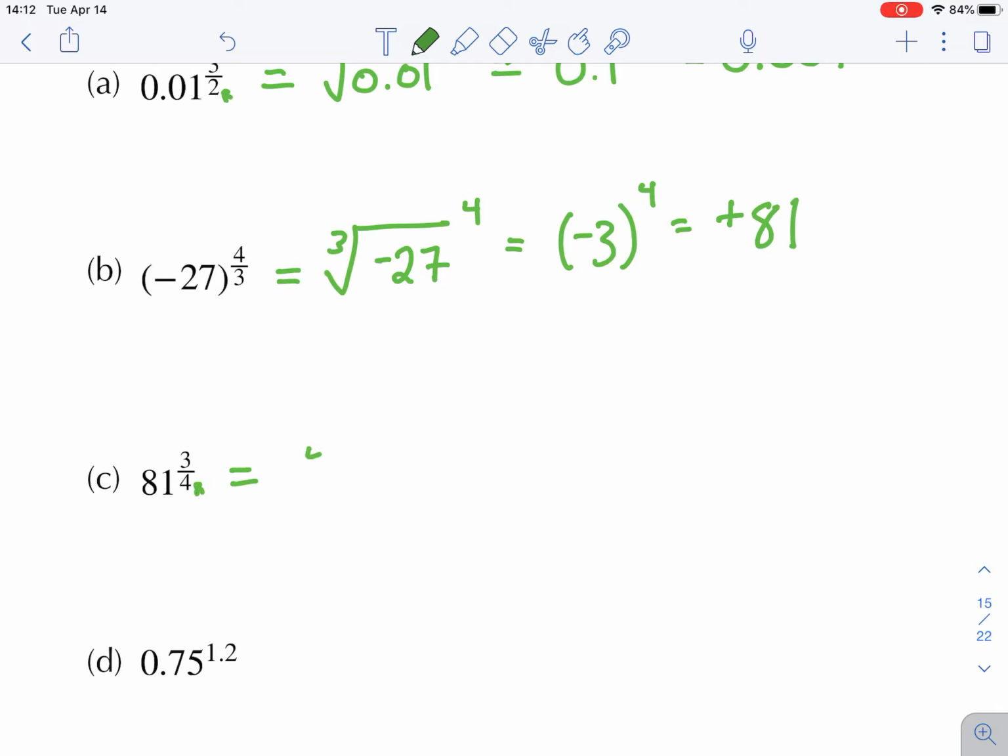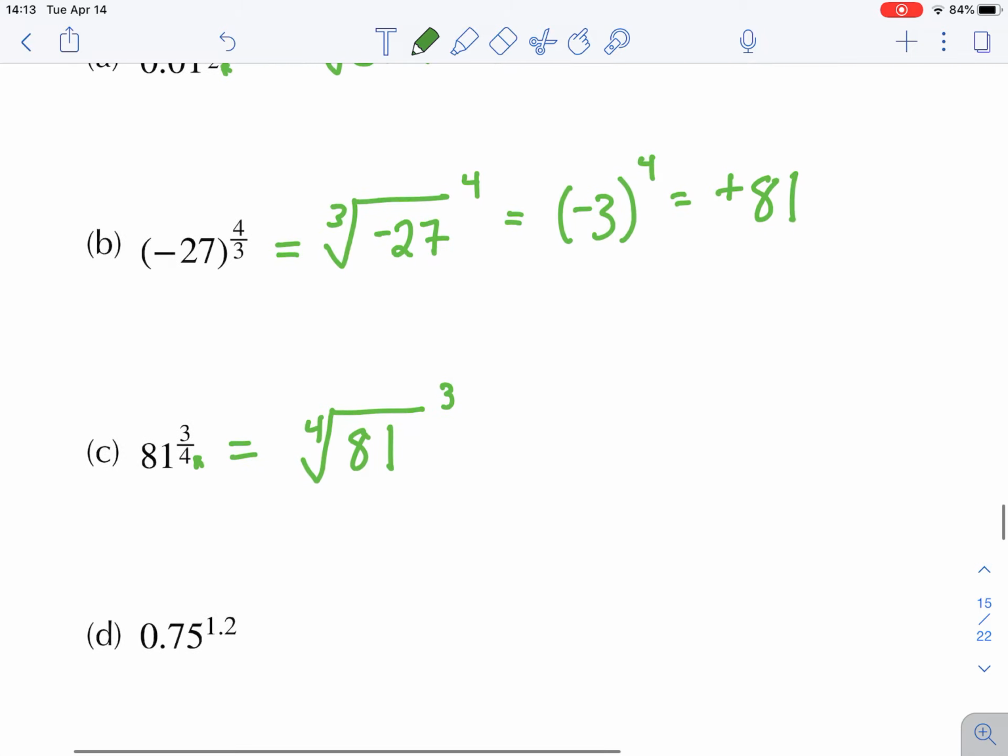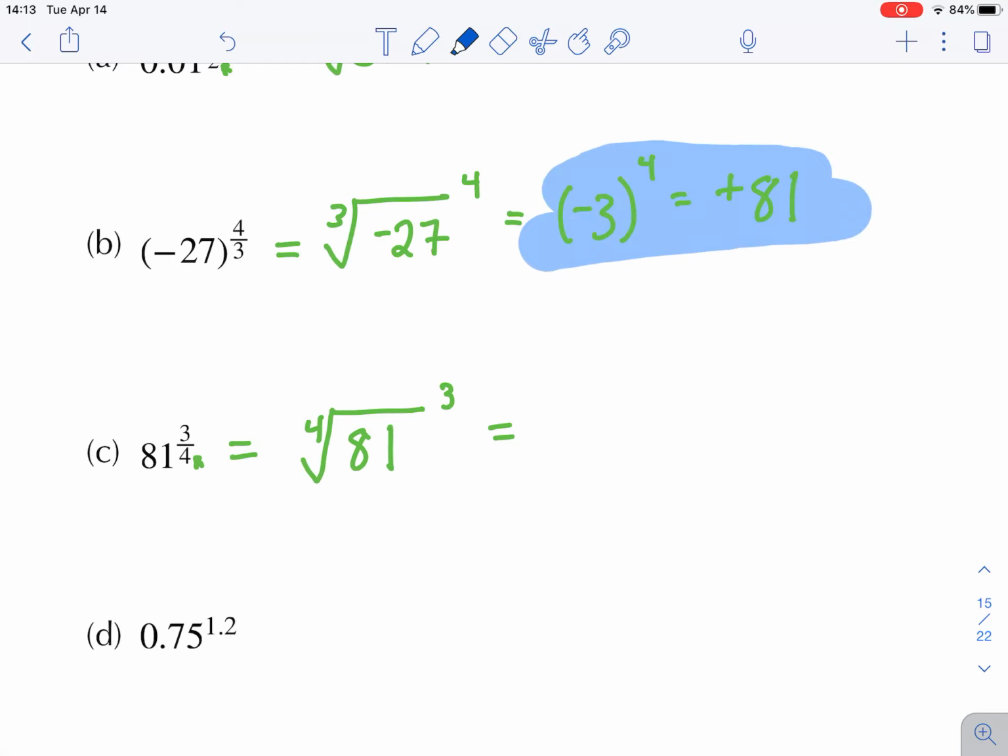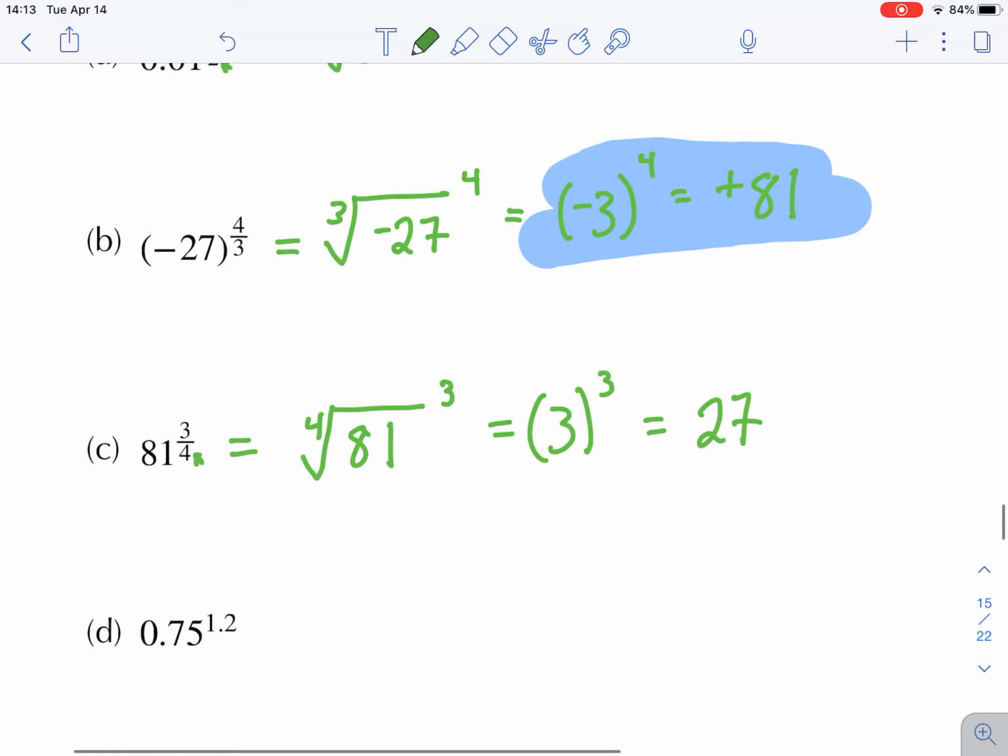81 to the power of 3 over 4. The 4 is going to be the index on our radical. So the 4th root of 81 to the power of 3. Now the 4th root of 81, just take a look at our previous question up here. The 4th root of 81 is 3 to the power of 3, which will equal 27.